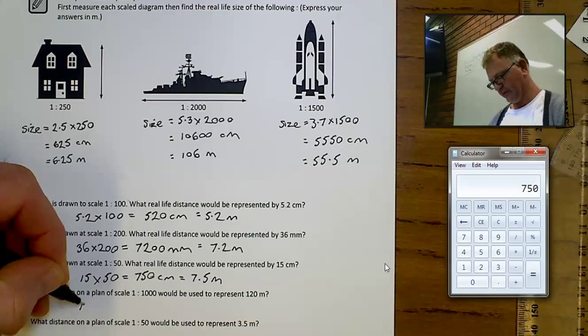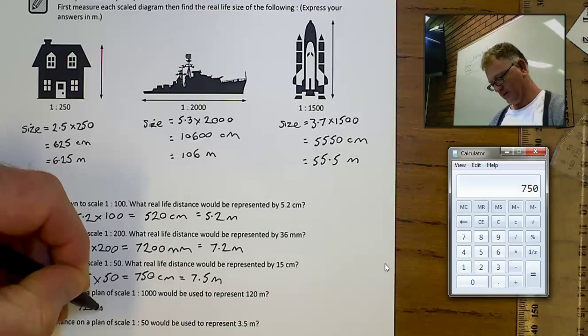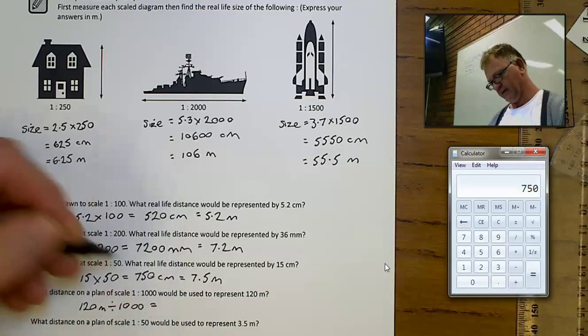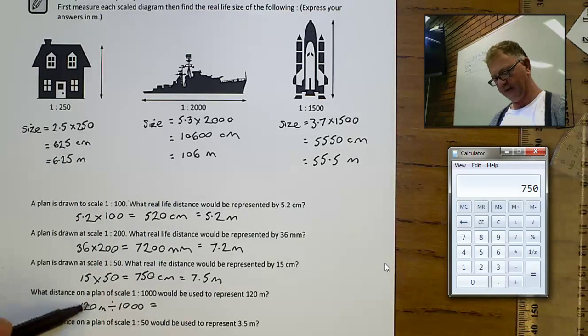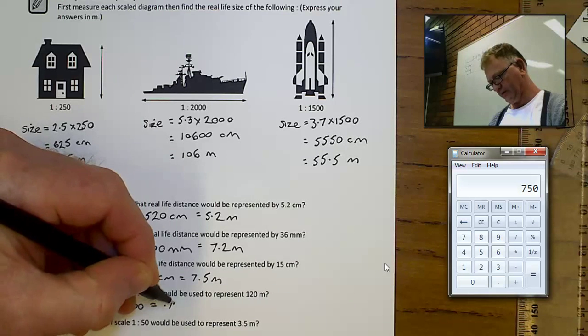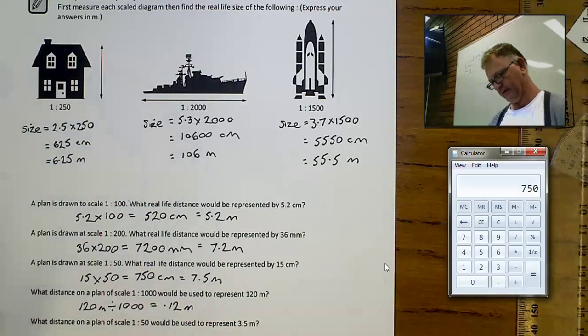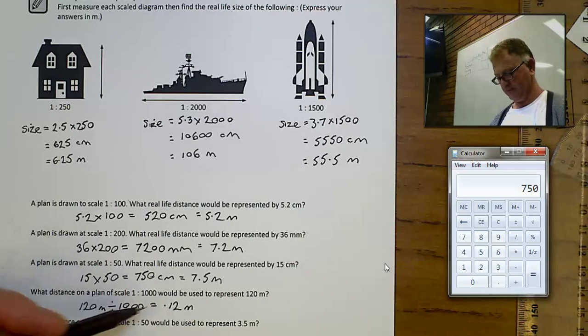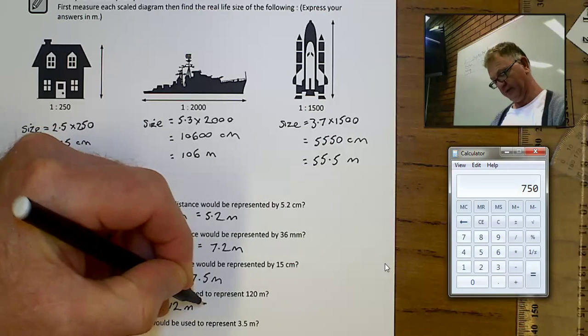So it's going to be 120 metres divided by 1,000. On your calculator, or move the decimal place 3 positions. The answer is going to be 0.12 of a metre. Now 0.12 of a metre, I guess you could write it in centimetres. Change metres into centimetres, multiply by 100 equals 12 centimetres.